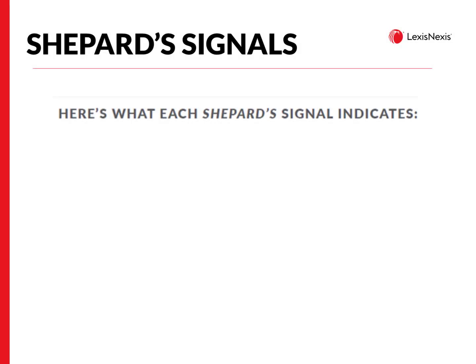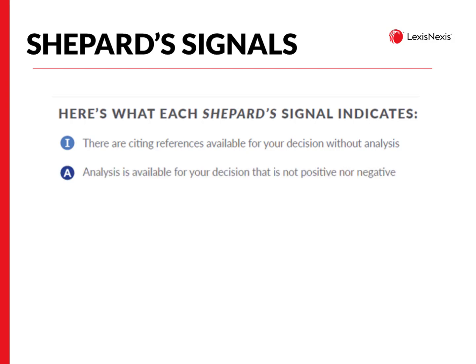In order to understand and properly use Shepards for your research, it's essential that you know the meaning of each Shepard signal. There are 6 Shepard signals for cases, and they range by level of treatment, from neutral to negative. Each symbol has its own color and symbol. Let's walk through these now. The blue I indicates that the case was cited in another opinion with no positive or negative treatment. The blue A means that the case has been cited in another opinion in a neutral manner. The green diamond means that the case is good law. It has been routinely followed or affirmed.